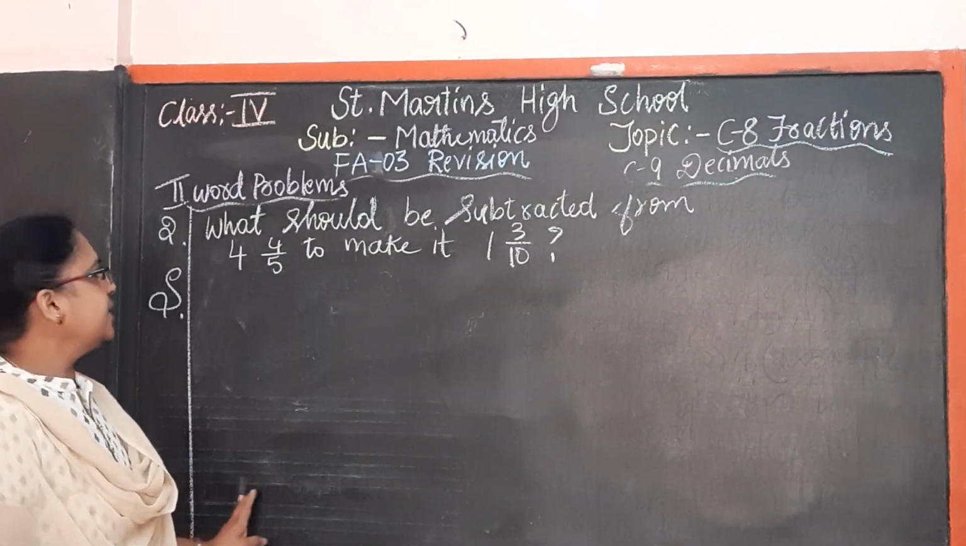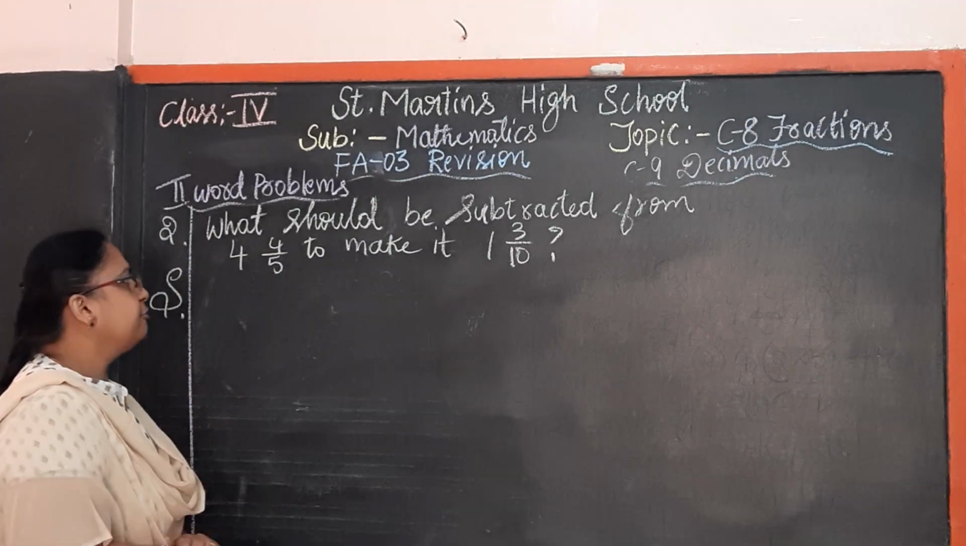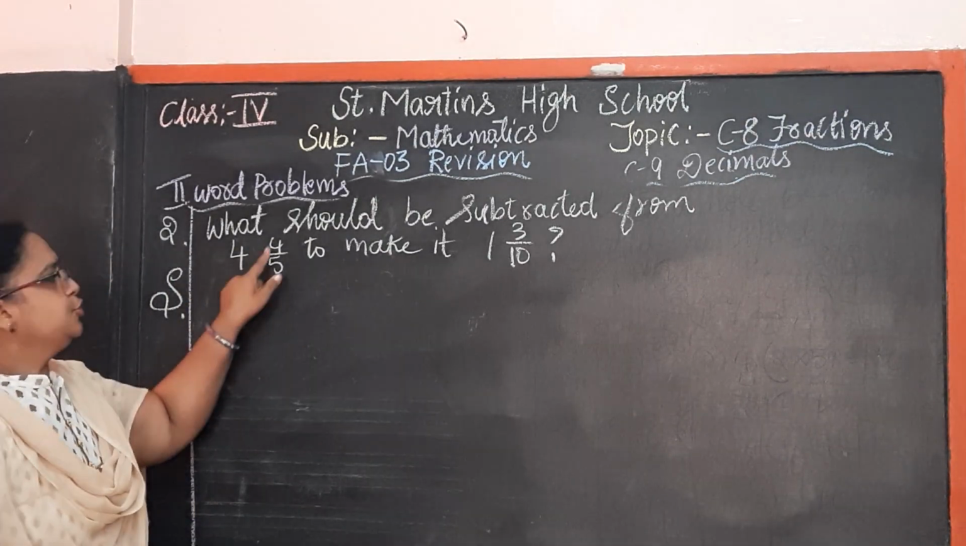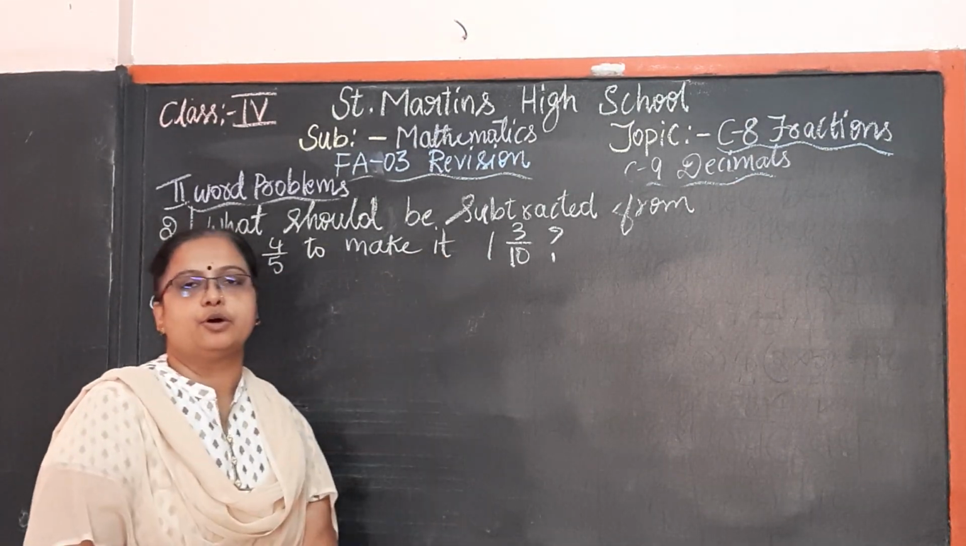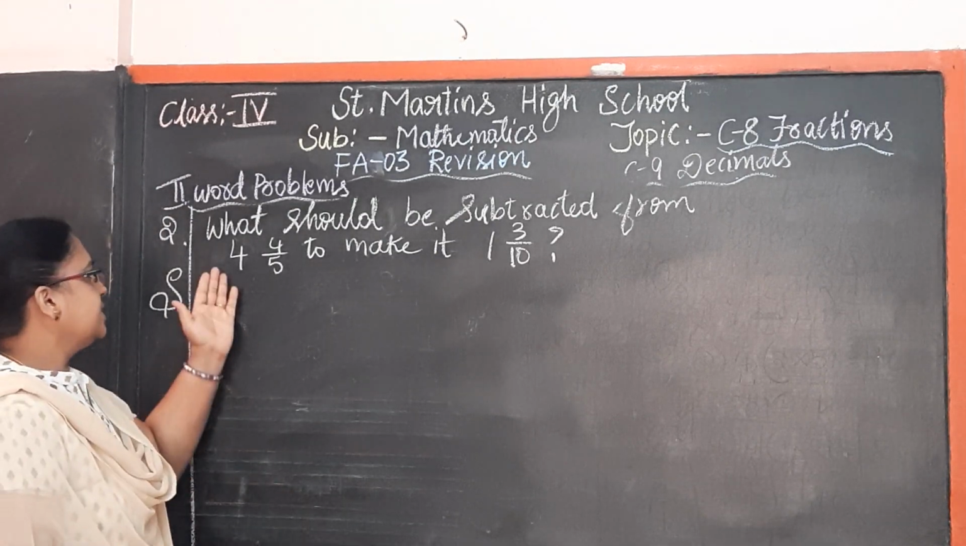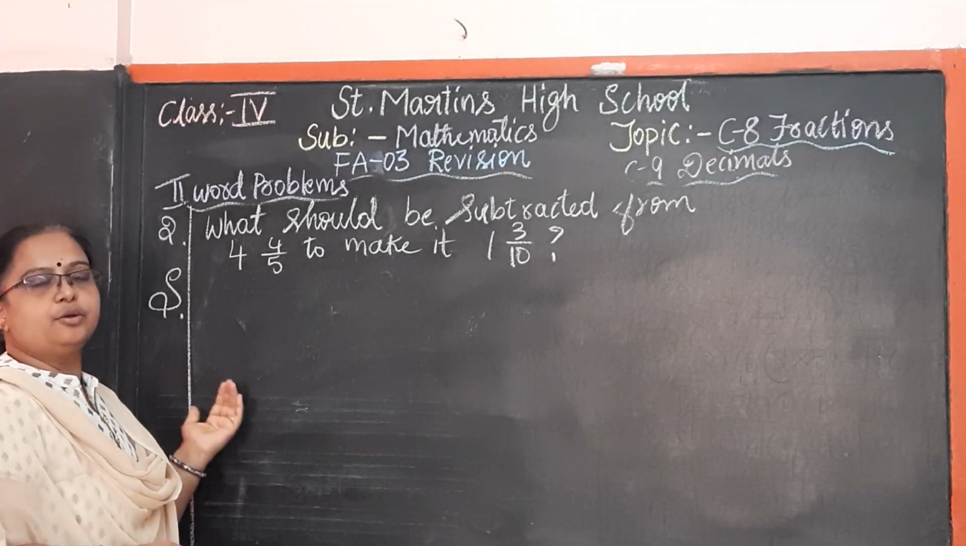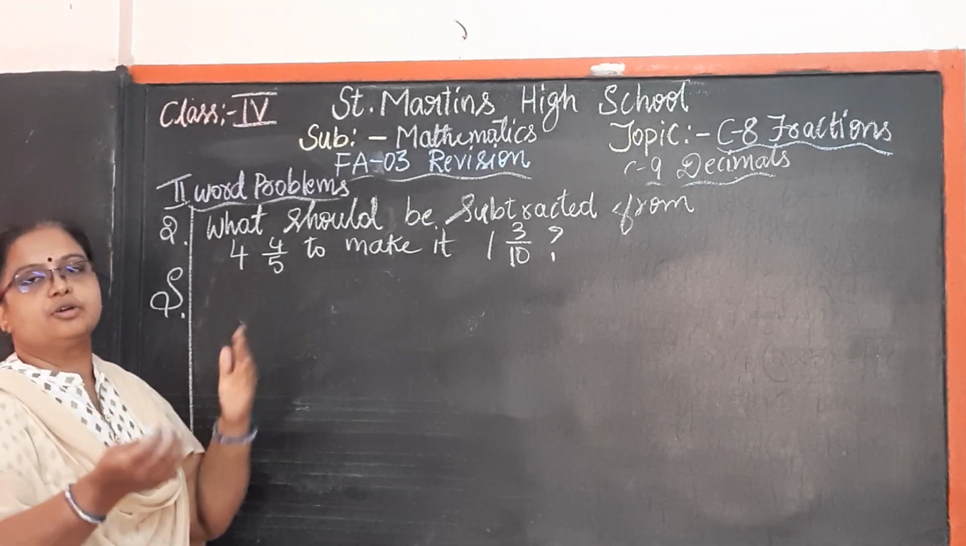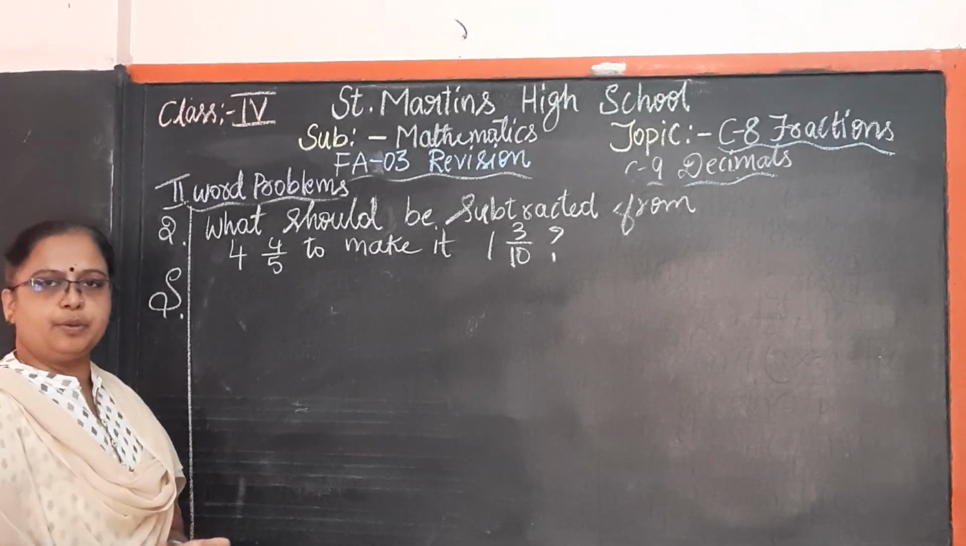Yes, children. The second sum is: what should be subtracted from 4 4 by 4 to make it 1 3 by 4? Children, here also it is a mixed fraction. First we have to copy the sum and we have to convert the mixed fraction into an improper fraction.